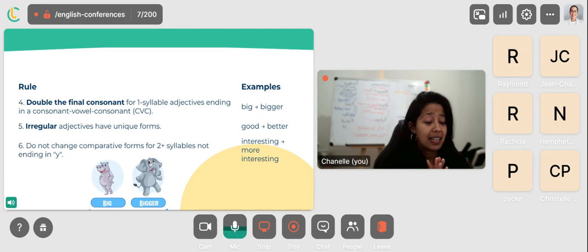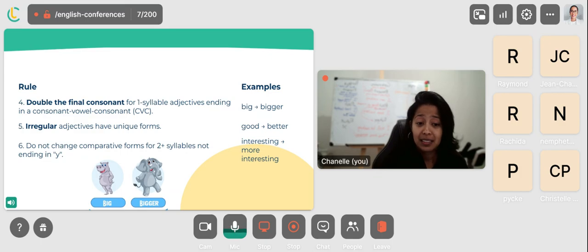So we also have another rule in English. Sometimes with our shorter adjectives, we need to double the final consonant. So we see the g is the final consonant, and then we add an er. So you can see that when there is a CVC, a consonant, vowel, consonant, in most cases, we will double that last consonant and add our er.